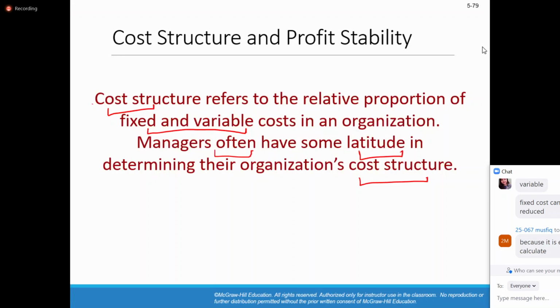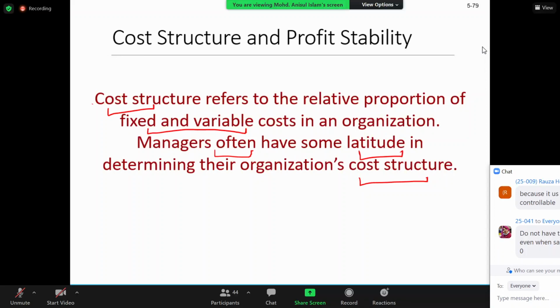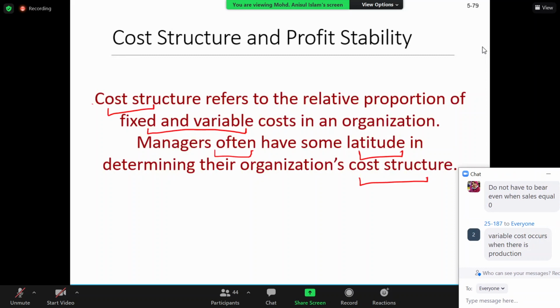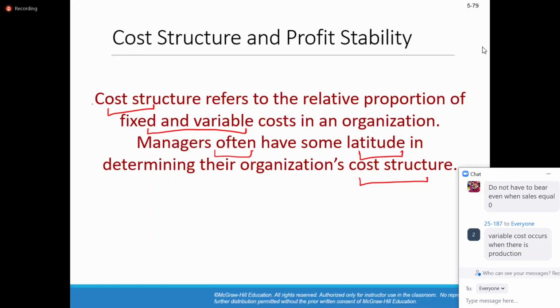Let me check your responses, because it is easy to calculate. Fixed cost cannot be reduced. Variable cost will be low when sales are low. Cost will be lower when sales is low, because it is controllable. You do not have to pay even when sales equal 0. Yeah, the good answers are coming.